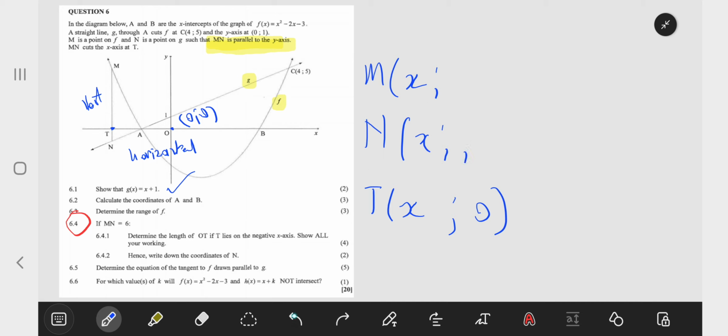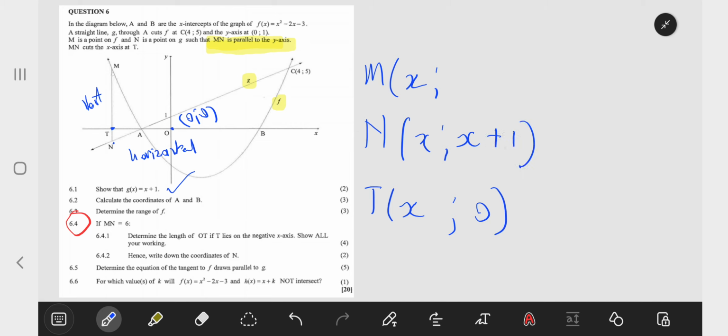But then what about the coordinate of N? N lies on the graph of g of x, right? So N will be on g of x, okay? And the g of x they gave you says it is x plus 1. So instead of writing y or g of x, we write x plus 1. So the coordinate of N is x plus 1.